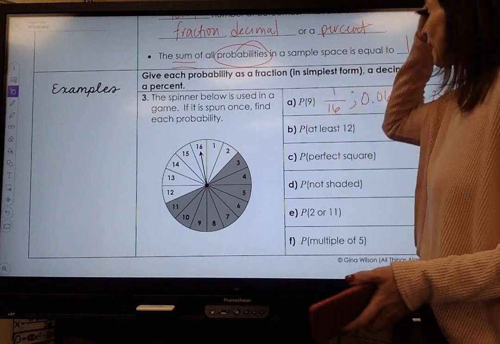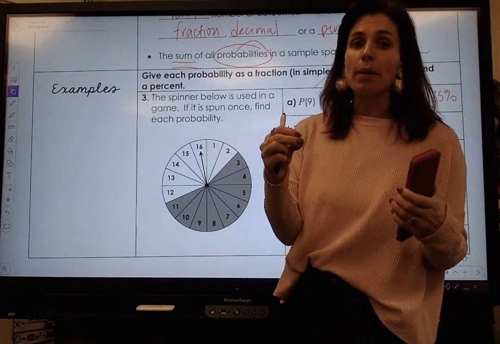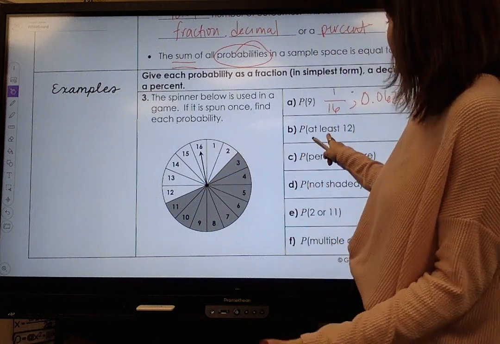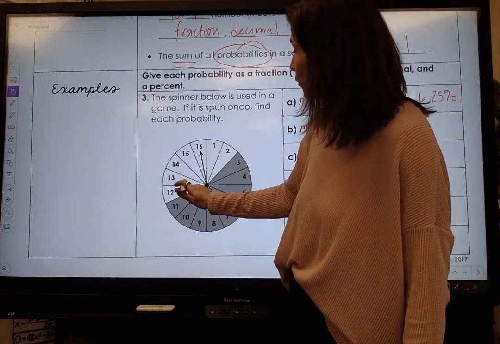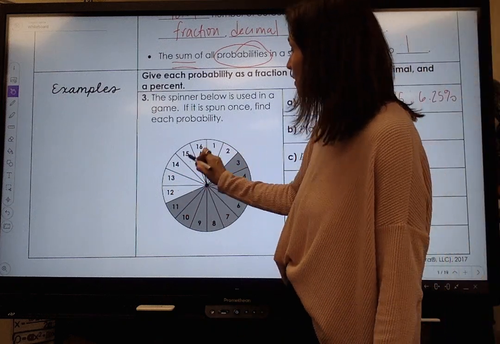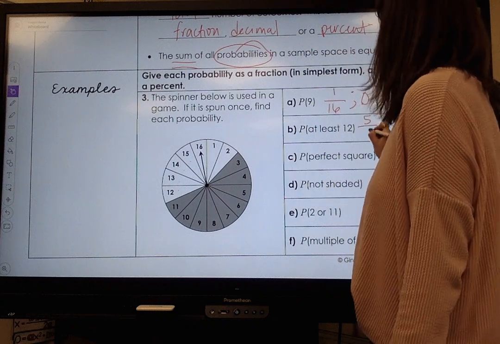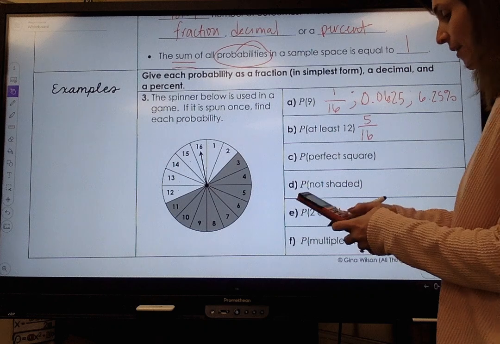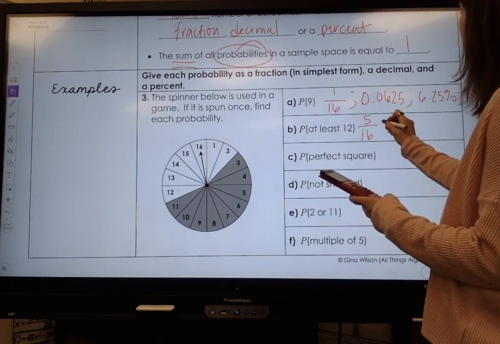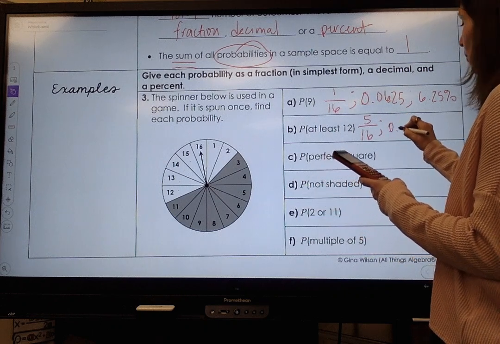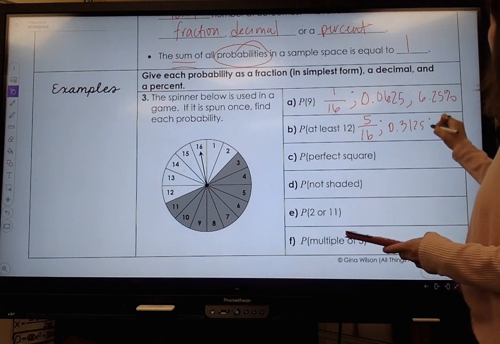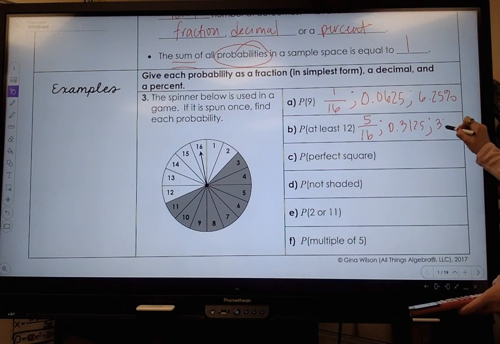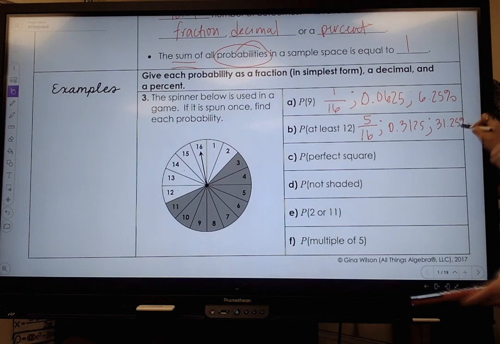So, number 2, at least 12. What is the probability of me rolling at least 12? So what is my sample? What could give me at least 12? Well, 12, 13, 14, 15, 16, that's a possibility of 5 out of the total amount of 16. So 5 out of 16, and then I would do 5 divided by 16, and that gives me 0.3125. And if I express that as a percent, I would move it twice over to get 31.25%.